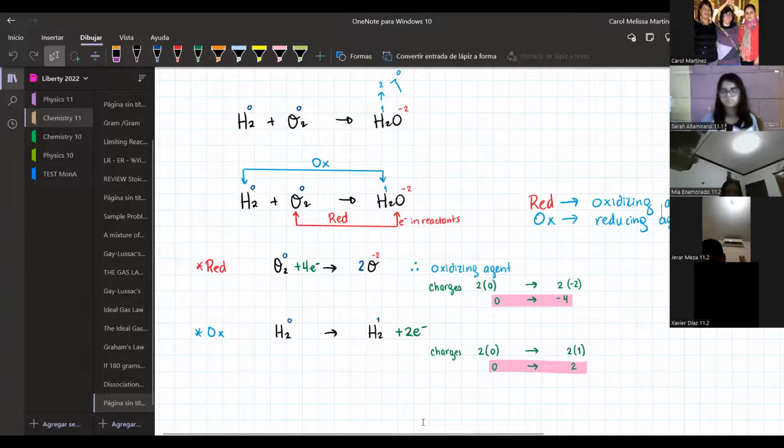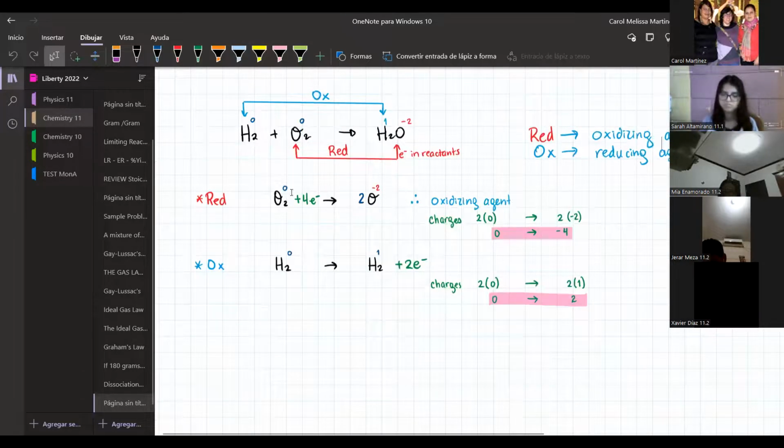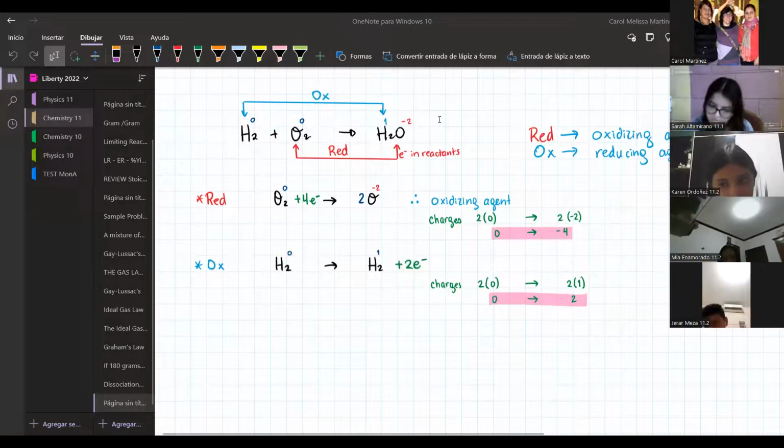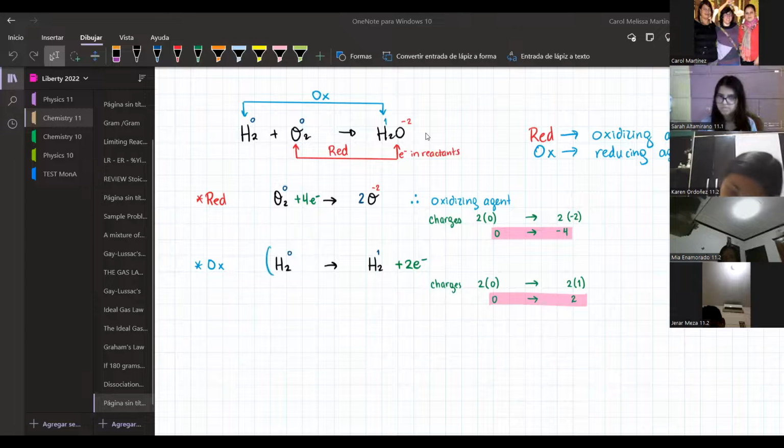Okay. So 2 and 4. I need my electrons to be equal. By what number do I need to multiply the second reaction in order to have 4 electrons? By 2. Okay, so here, my electrons need to be equal, so I'm going to multiply just the second reaction by 2. Once I do that, I will add everything again.